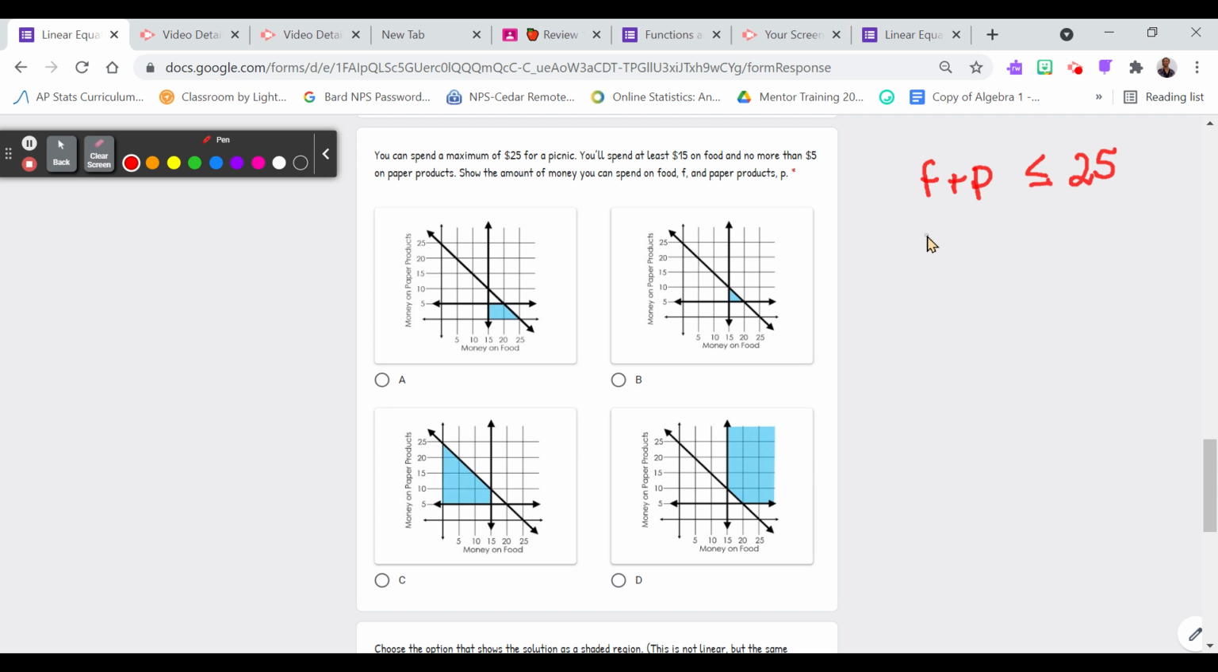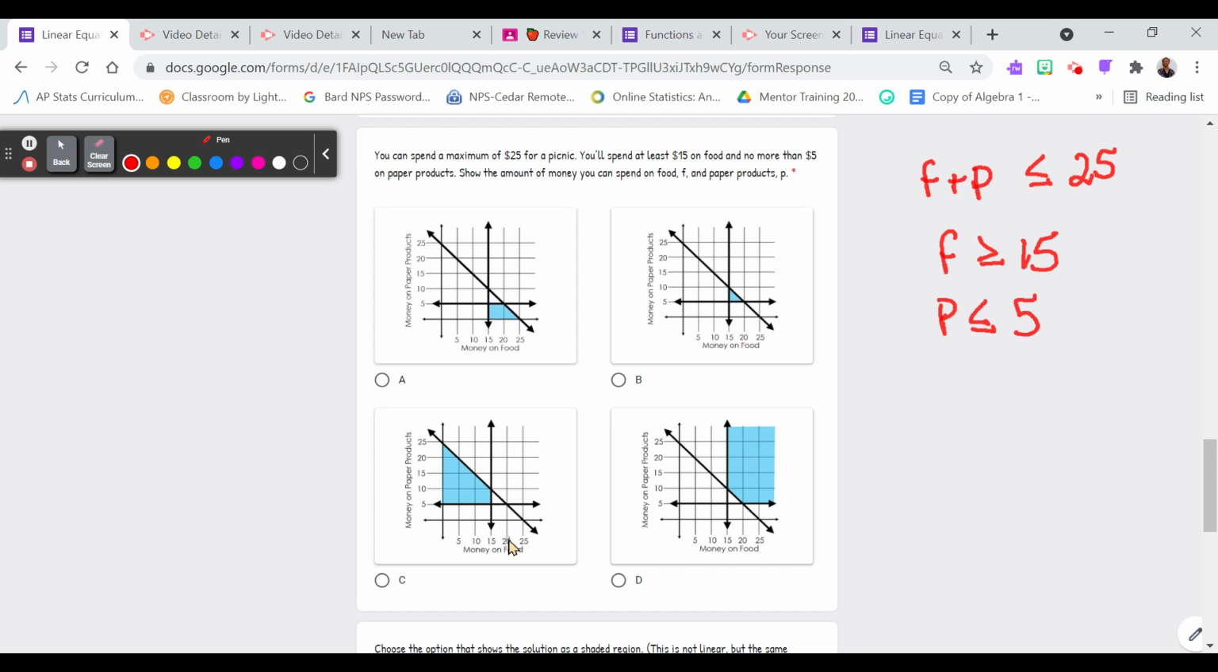I know that it's at least $15 on food, so food has to be greater than or equal to 15. And paper products are no more than $5, so paper is less than or equal to 5. So I have 3 inequalities to plot. So F is greater than or equal to 15. Food is on my x-axis, so there should be a line through 15, and it needs to be greater than that. That means it could be 16, 20, right? So it must be shading to the right.